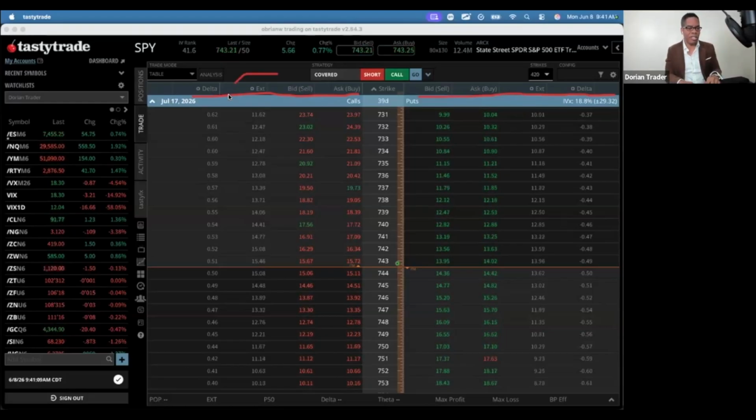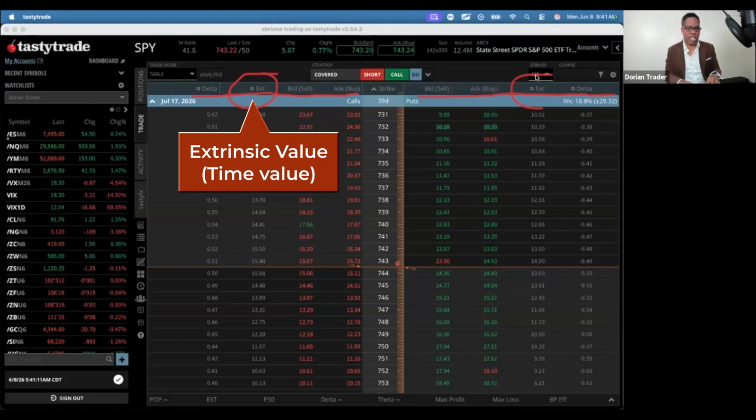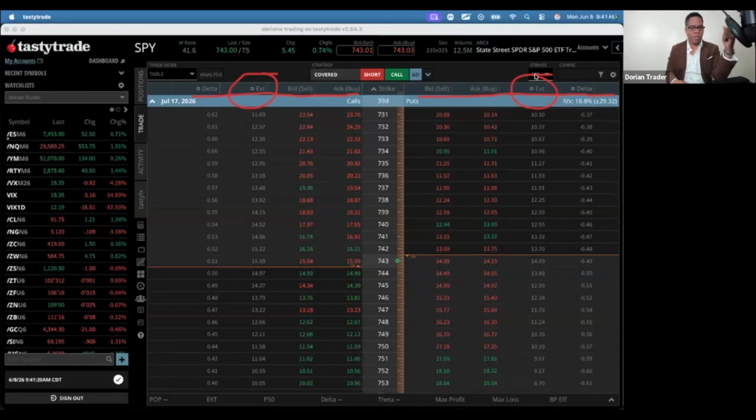This is what I'm showing right now: extrinsic. This is the time value that's left in an option. You want to understand that. These are important gauges to understand on an option chain.